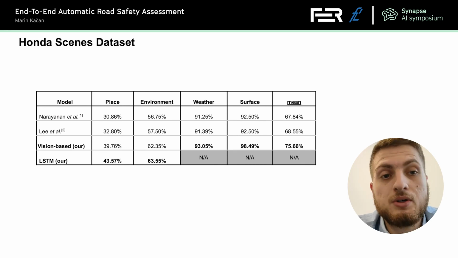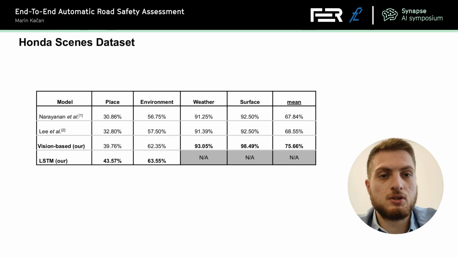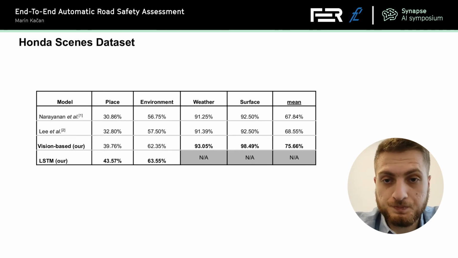So here are the results of two previous approaches, compared with two variants of our model. Our first variant is just a vision-based model, and the second is our improved LSTM-based model. Our models outperform the competing approaches.